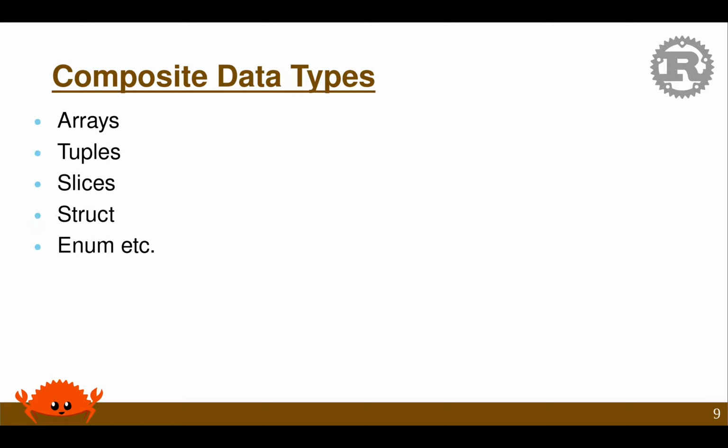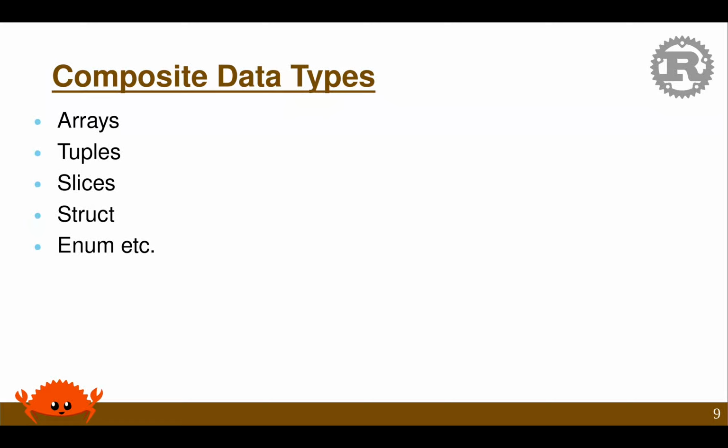Coming to slice, it represents a reference to a continuous sequence in an array or a vector. Important point to note here is it does not allocate a memory on its own. It just refers to an existing value in an array or a vector. We will take a look at vector in next video.